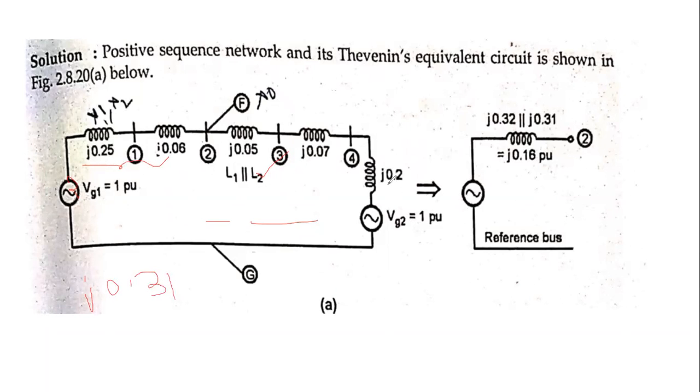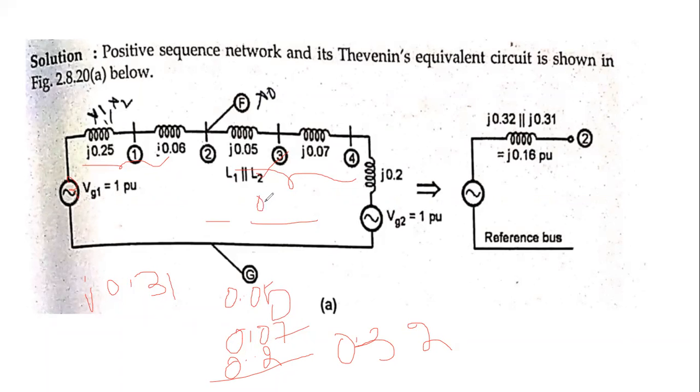J0.31. Next, what is the equivalent reactance for these two? That is J0.05 plus 0.07 plus 0.2. By adding this, we obtain its value is J0.32. Okay, if the fault will be obtained at this point, then these two reactances are connected in parallel.